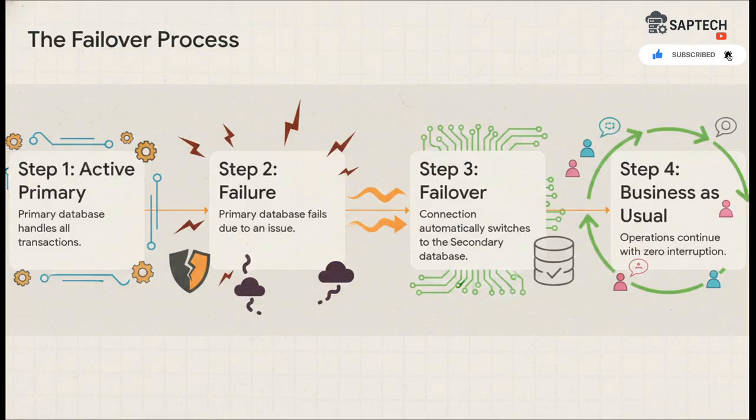And here's how it actually plays out in the real world. You've got your main primary database chugging along, handling everything. Then, bam, something happens and it fails. But because you've got that secondary standby database ready and waiting, the application connection just automatically flips over to it. The business keeps on running, and for most people, they probably won't even notice a blip.